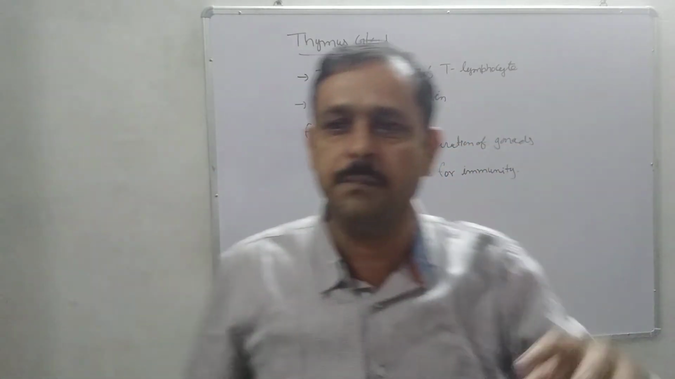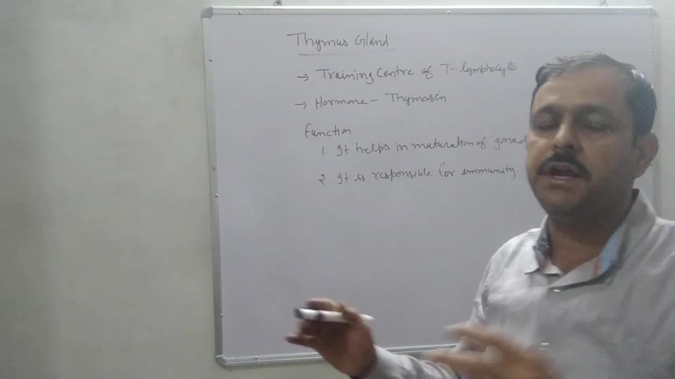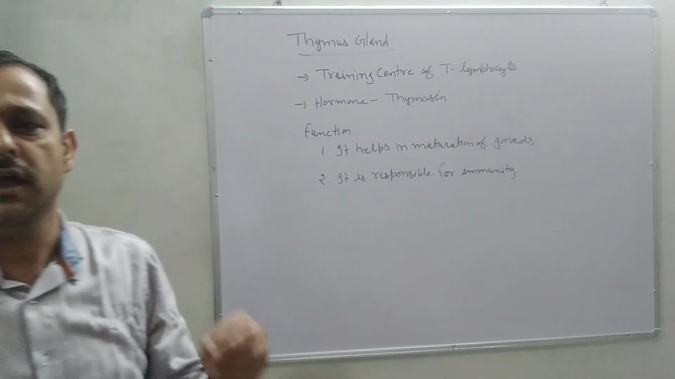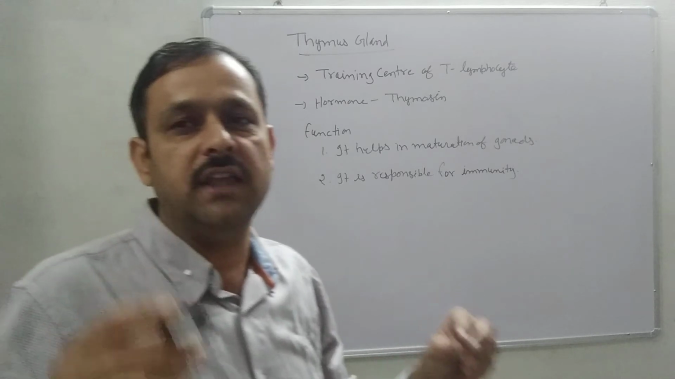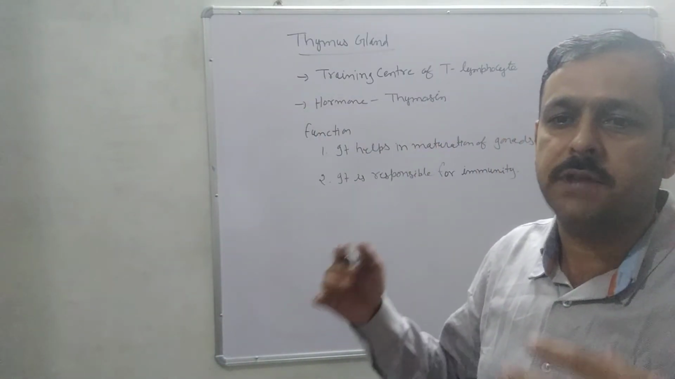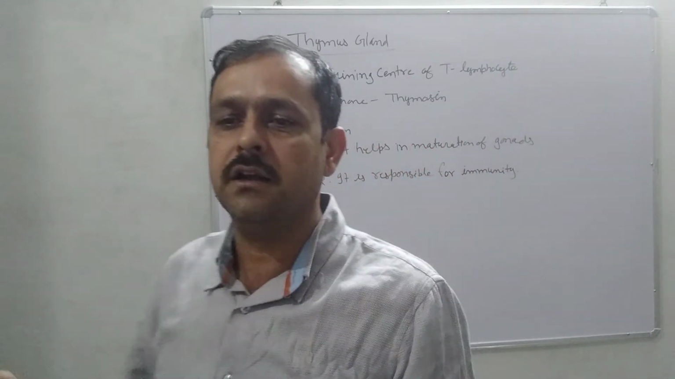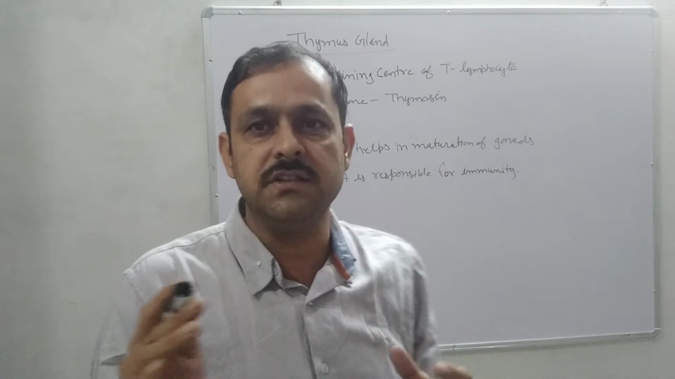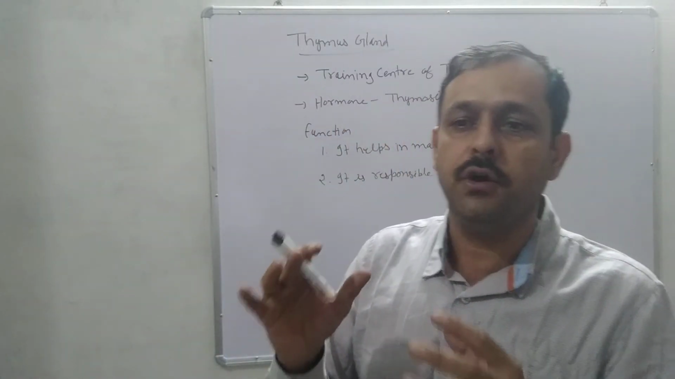This hormone helps in the formation of a complete immune system. It stimulates lymphocytes to destroy bacteria and other antigens. In old age, with growing age, the production of thymosin decreases and completely stops. So in old age, old persons have less immunity.